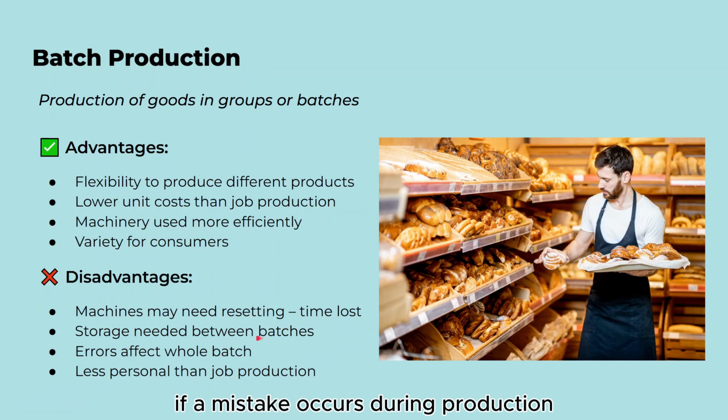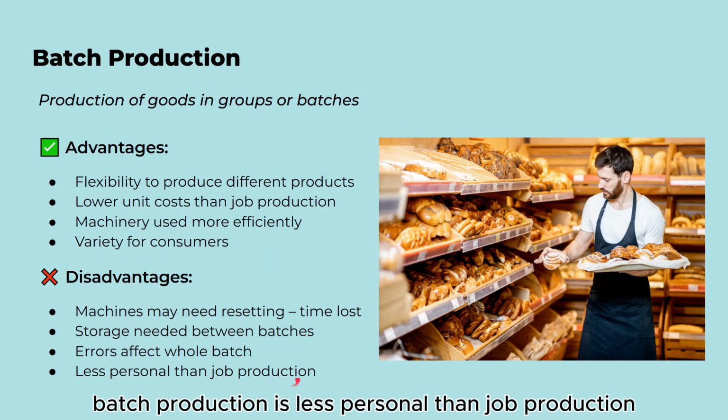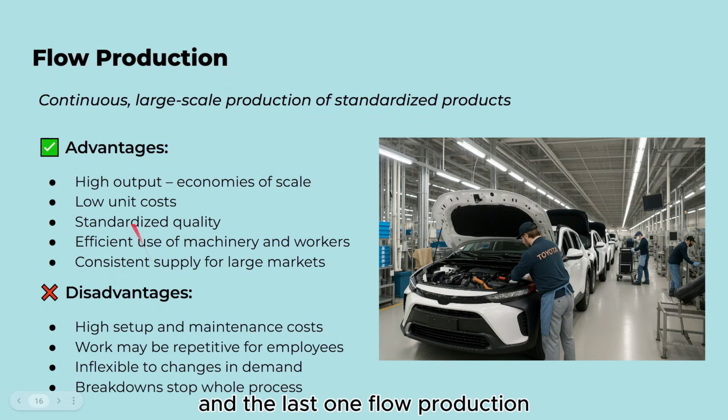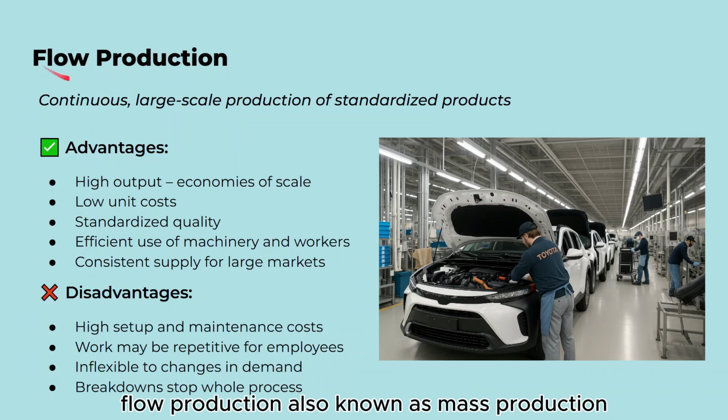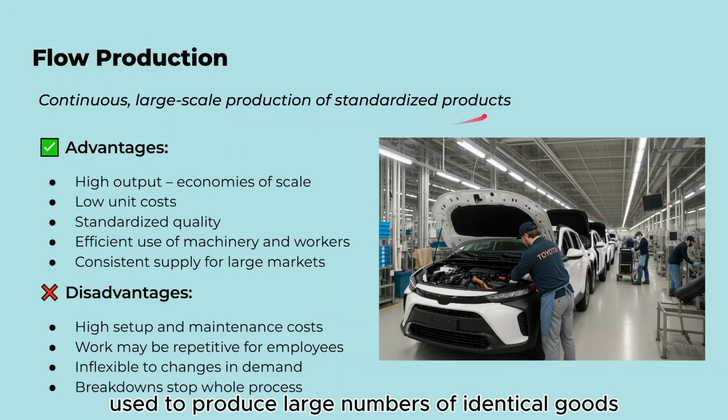If a mistake occurs during production, the entire batch may be spoiled. Finally, batch production is less personal than job production, meaning customers get less customization. And the last one, flow production. Flow production, also known as mass production, is a continuous process used to produce large numbers of identical goods.